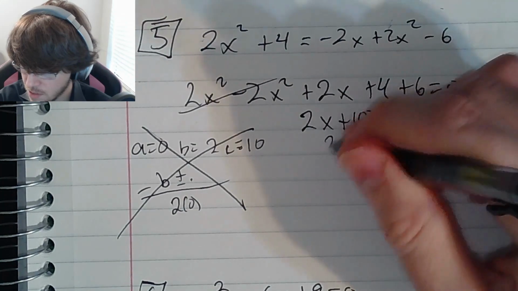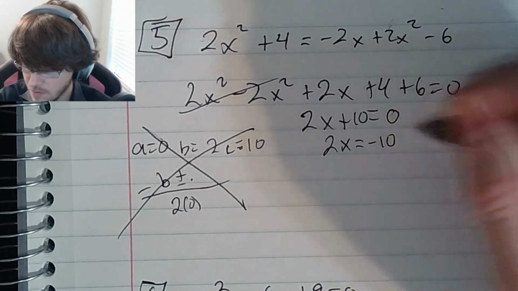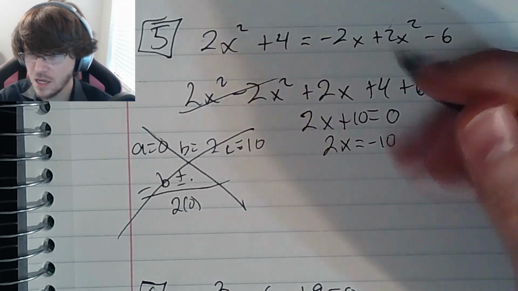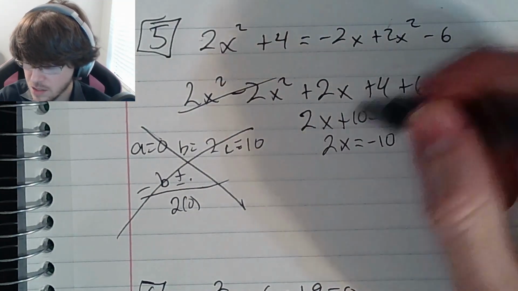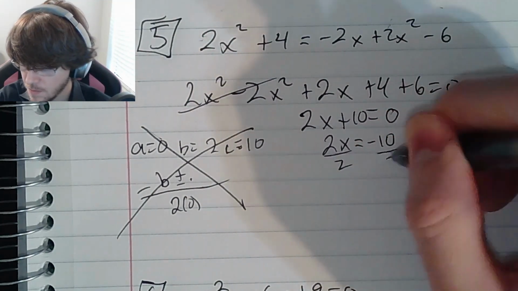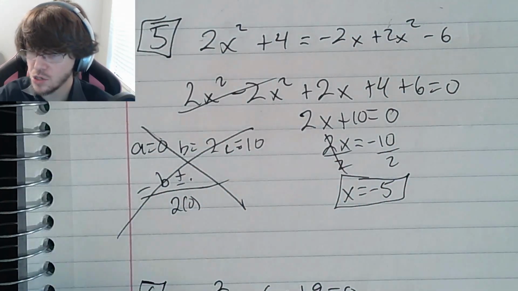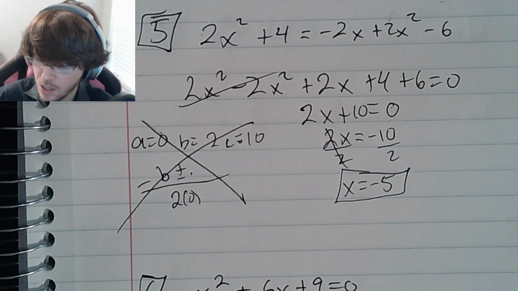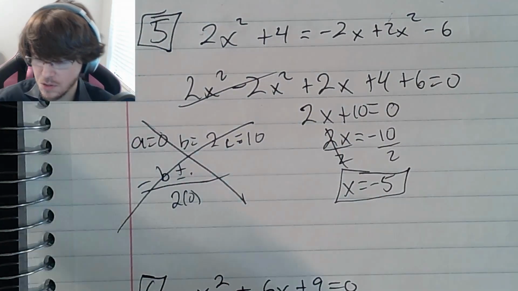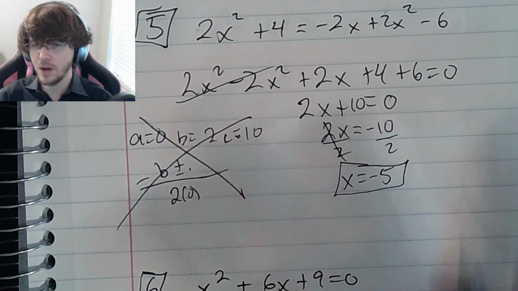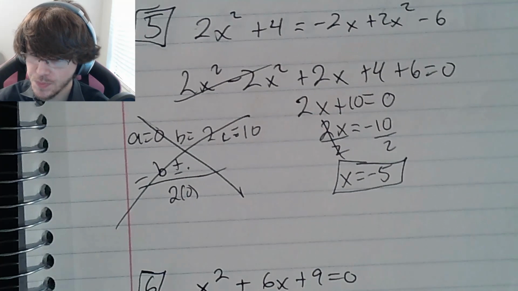Take that 10, move it to the other side. You get 2x equals negative 10. Get the x by itself, all these inverse operations. How do you get rid of that 2x? We divide both sides by 2, and then x is negative 5. So it's actually a trick problem. This one was not quadratic formula. It's just to point out if a was 0, you can't use the quadratic formula. We go back to what we did way before.